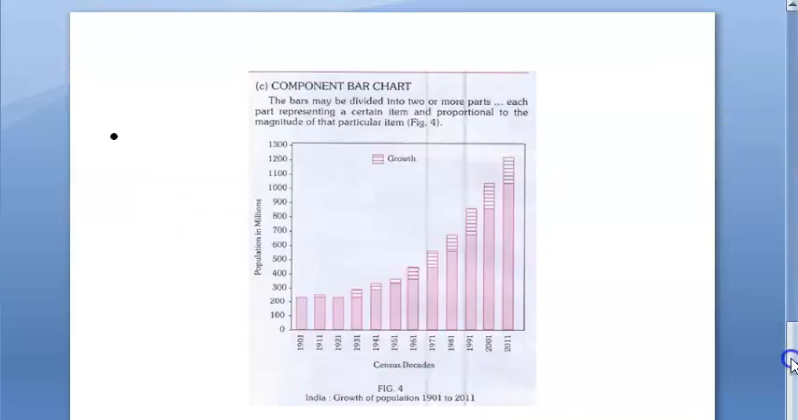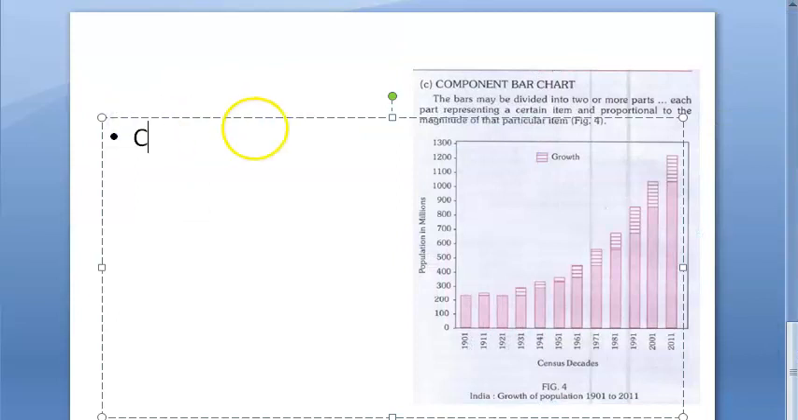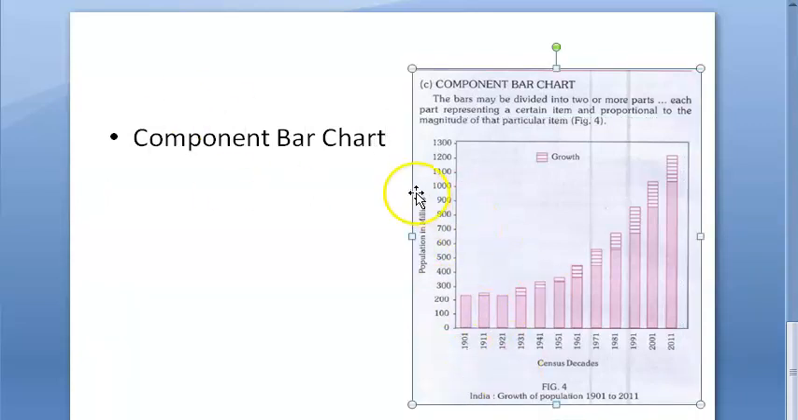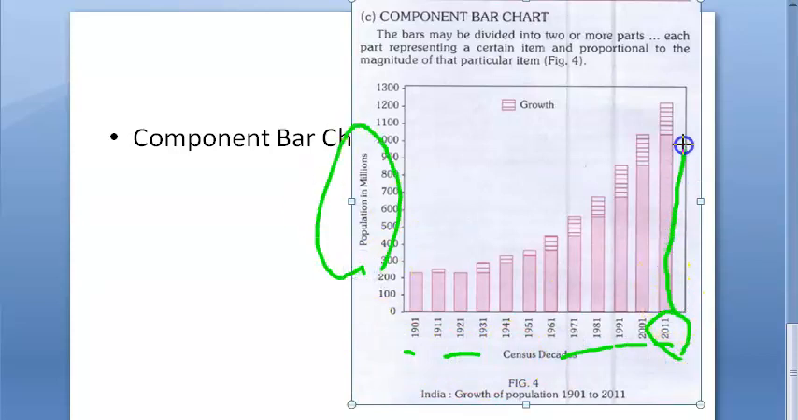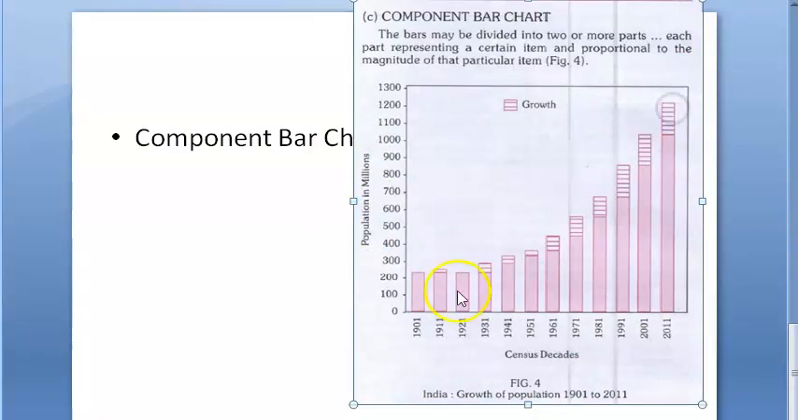Last one is component. Let's move on to component bar chart. Let's try to understand from this picture. What are they showing here? Census in decades, every 10 years. And population in millions. In our last census, whatever was there, till that they have shown as solid. The growth component of this decade they are showing in a different pattern or a different color.